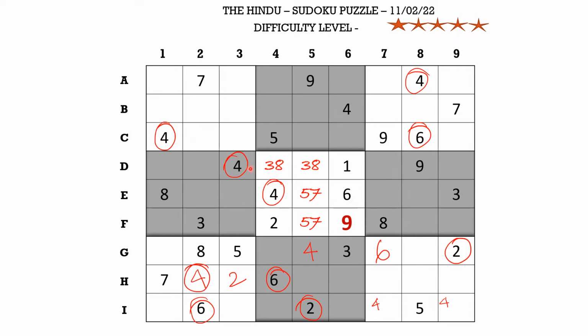This 4 in D row blocks here, this 4 in E row blocks here. There is a 4 in column 8 which blocks here. So F9 takes 4.